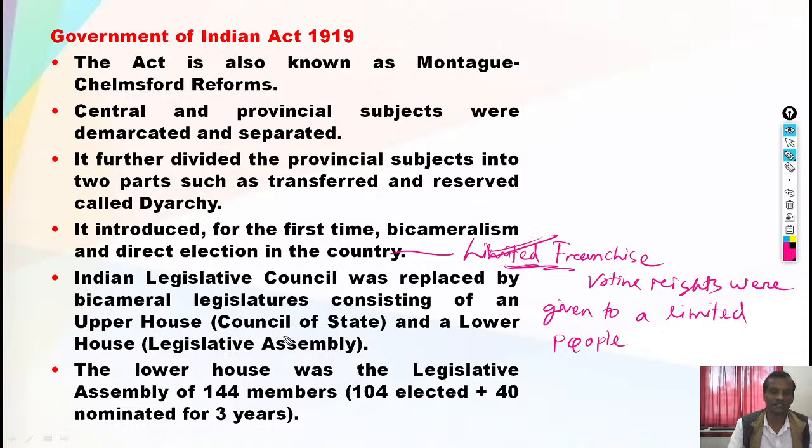Then Indian legislative bicameral legislature consisting of upper house and legislative assembly. The house of the legislative assembly 144 members, 104 elected and 40 nominated for 3 years. So the legislative assembly.